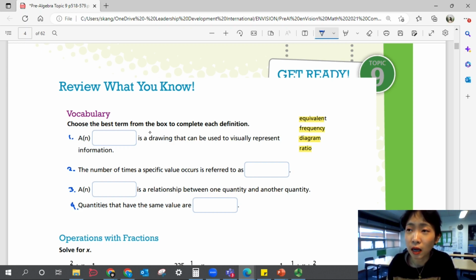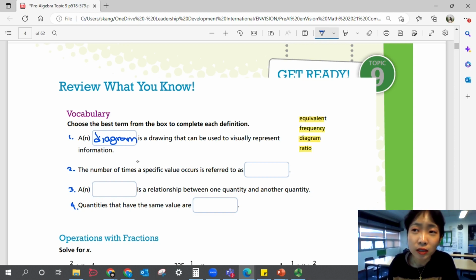First, a or an blank is a drawing that can be used to visually represent information. So it's a drawing and it's going to represent some information. Is it equivalent? That's an adjective, so no. Frequency? Diagram or ratio? Diagram is a drawing that can be used to visually represent information.